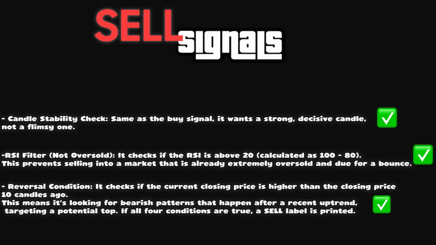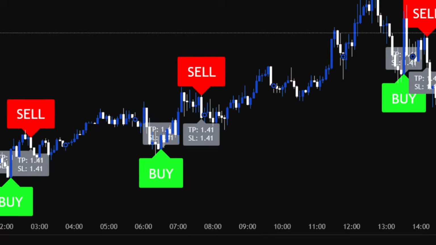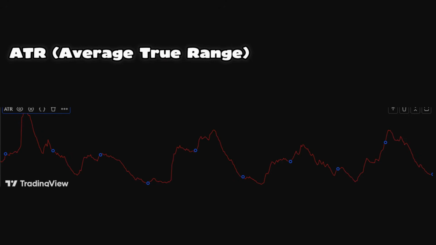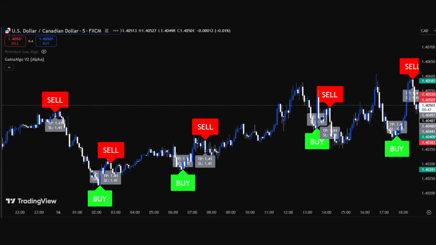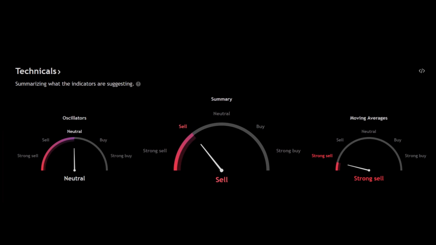Once a signal is confirmed, the indicator automatically calculates your exit points. It does this in a smart way using volatility. Measure volatility. It uses the average true range, which measures the average size of the recent candles. A high ATR means high volatility, big candles, and a low ATR means low volatility, small candles. Set the stop loss. Your stop loss distance is set based on this volatility. So in a volatile market, your stop loss will be further away to avoid getting stopped out by random noise. In a quiet market, it will be tighter.